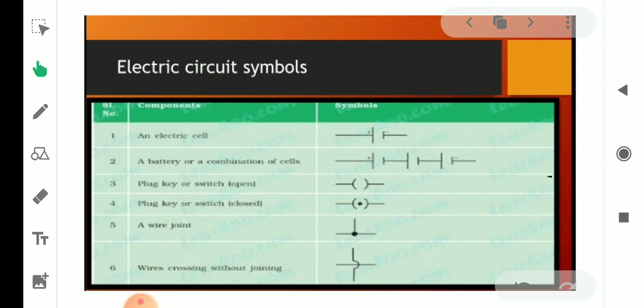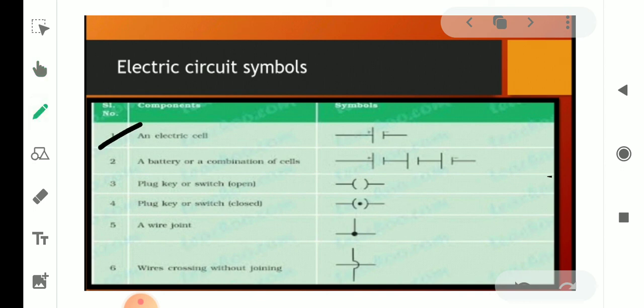For example, an electric circuit may comprise a cell or a plug key, a battery or connecting wires, an ammeter, a voltmeter, a galvanometer, etc. So now let us study the symbols which are used to represent these components in an electric circuit diagram. While drawing a diagram of an electric circuit, we are going to use these symbols to represent the components of that electric circuit. Okay, so now let us study one by one.